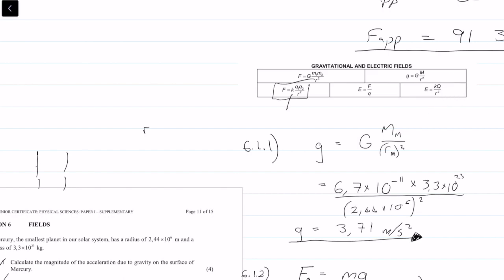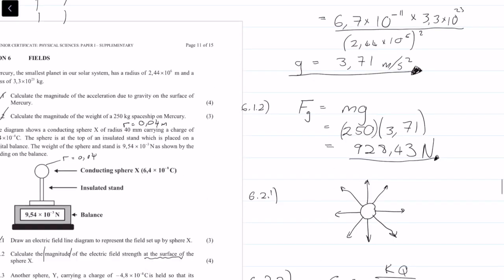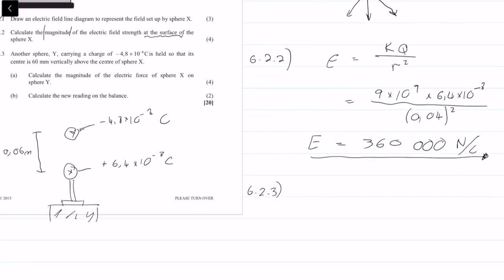We know the value of K because it's a constant. We know R, which is 0.06, and we know Q1, Q2, these values right here. We can label one of them Q1, and the other one Q2. So the force is equal to K, Q1, Q2 over R squared.